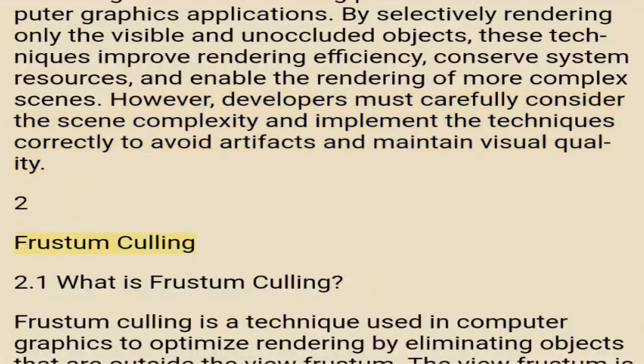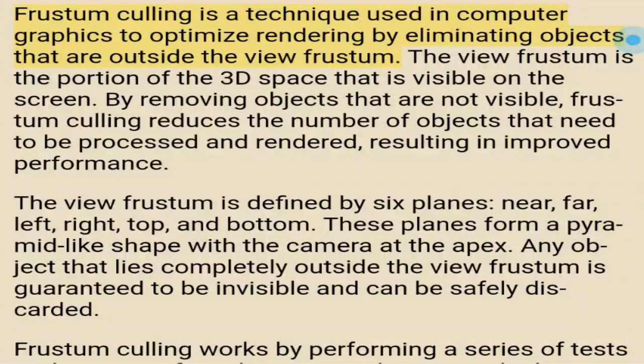2. Frustum culling. 2.1 What is frustum culling? Frustum culling is a technique used in computer graphics to optimize rendering by eliminating objects that are outside the view frustum. The view frustum is the portion of the 3D space that is visible on the screen. By removing objects that are not visible, frustum culling reduces the number of objects that need to be processed and rendered, resulting in improved performance.